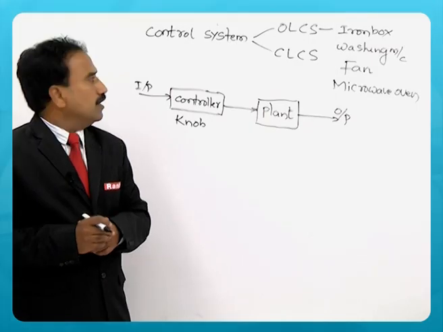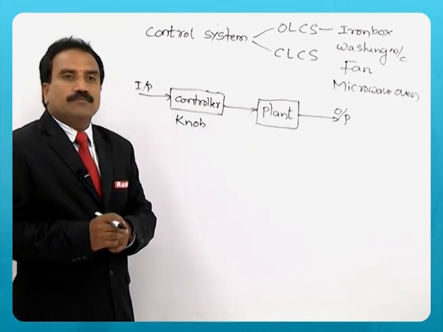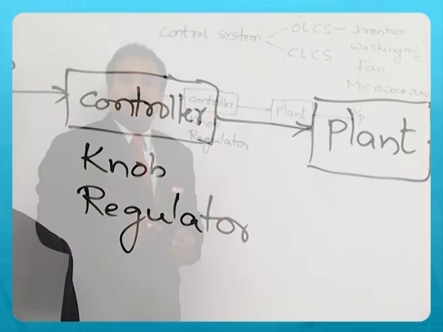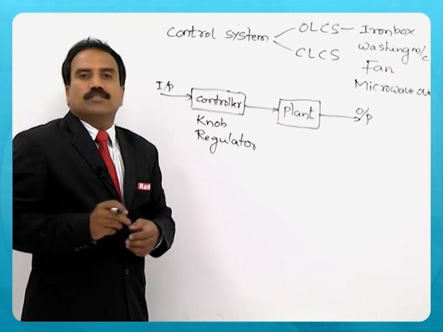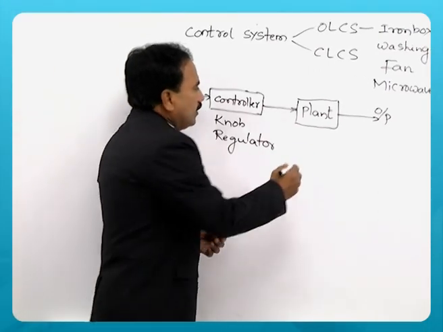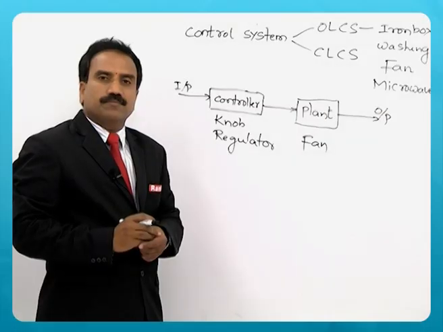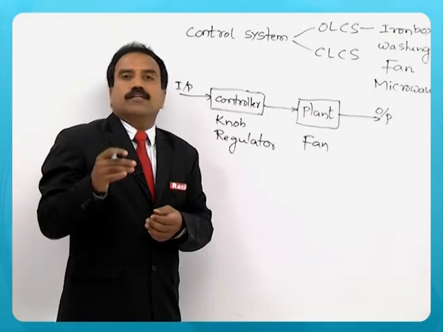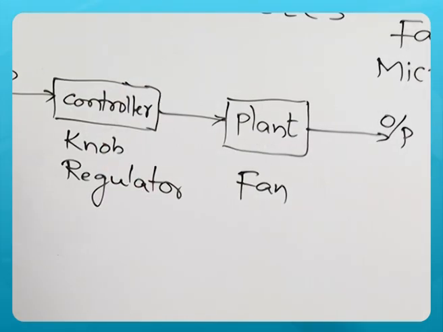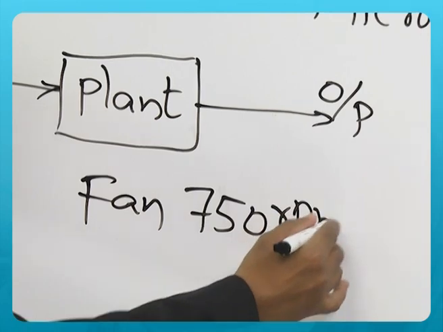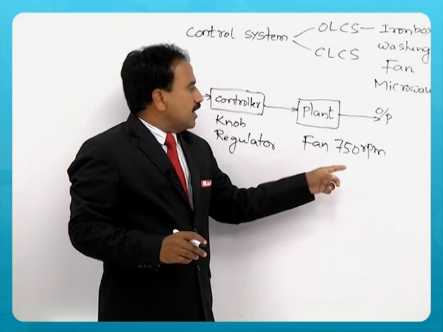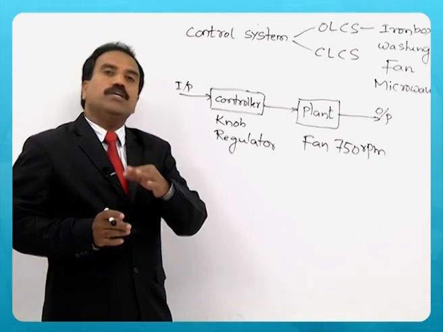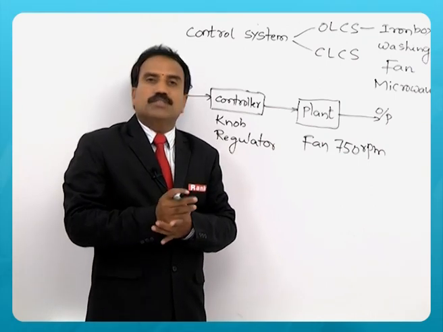And take the example of a fan. There is a regulator in the fan. You can adjust the regulator to have some desired speed, so the fan will run at the desired speed. Assume that the regulator has 3 or 4 positions and correspondingly the fan runs at different speeds. Assume that the rated speed of the fan is 750 RPM, revolutions per minute, and the fan starts running at this speed. But it is not sure that it is running at 750 RPM or not. There may be a variation in the speed, it may be 740, sometimes it may be 760.